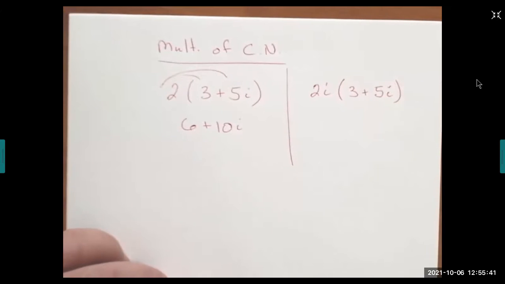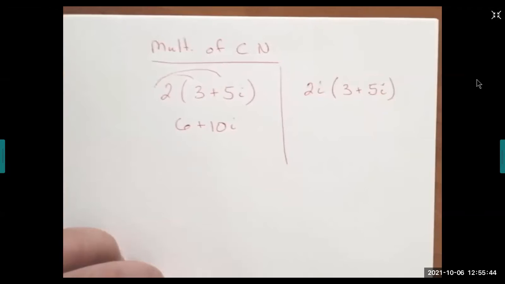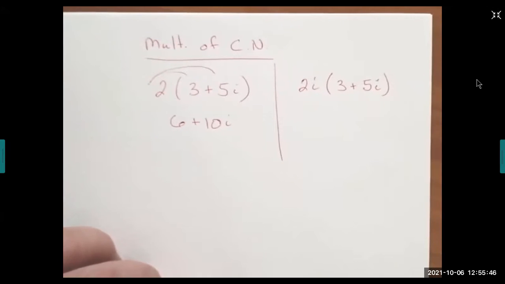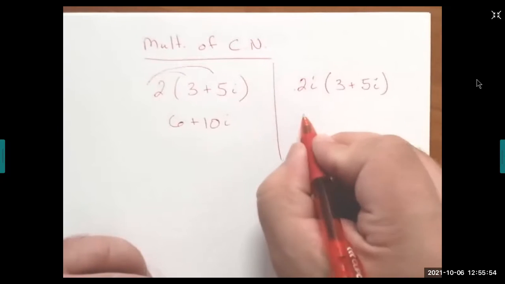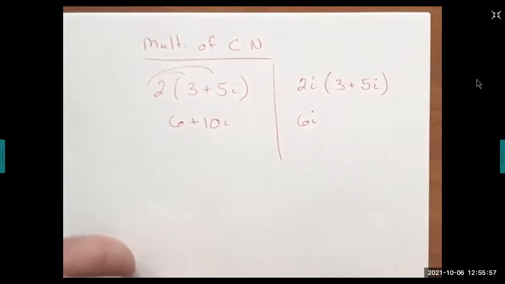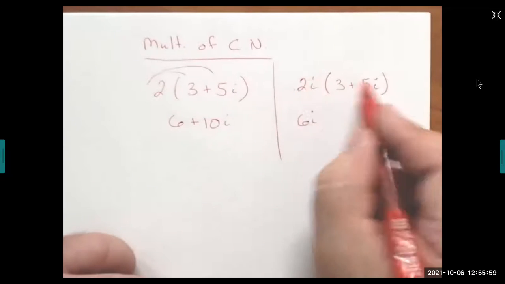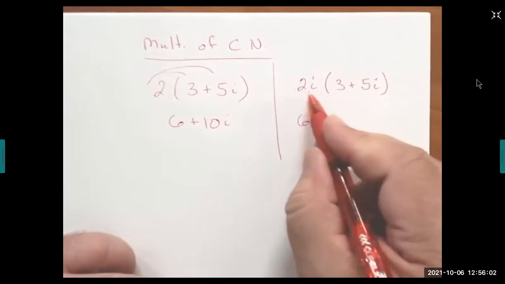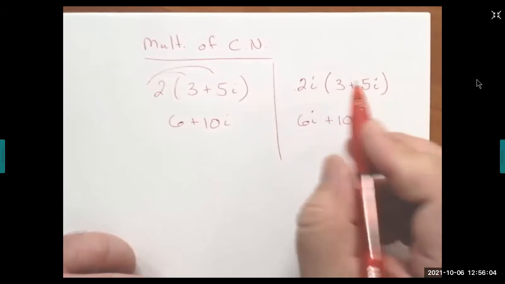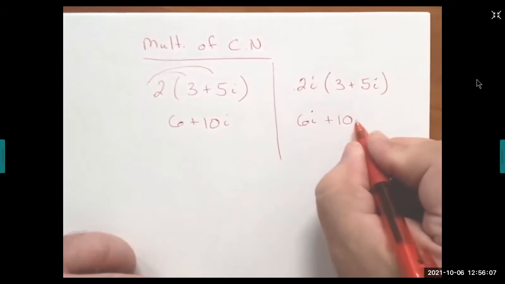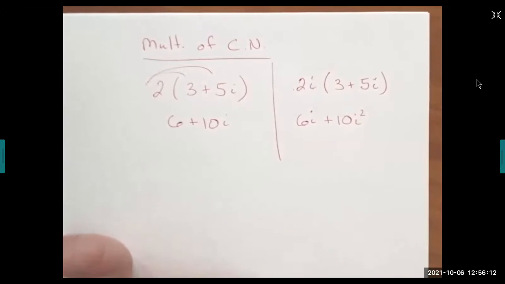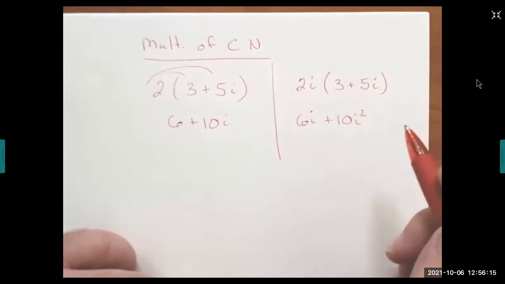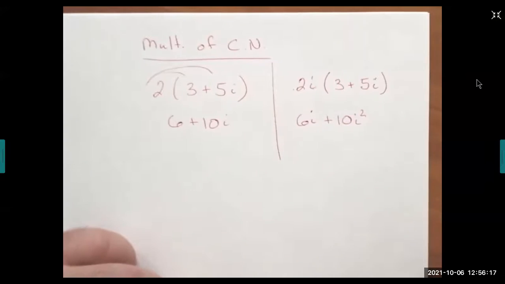Instead of a 2, let's make it a 2i in front as a coefficient. So positive times positive is positive. 2 times 3 is 6i. Positive times positive is positive. 2 times 5 is 10. What is i times i? i squared. Very good. Basically, all this exponent tells us is how many i's do we multiply together? Only 2 of them, so it's a 2 up there.